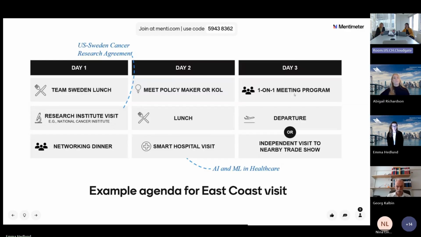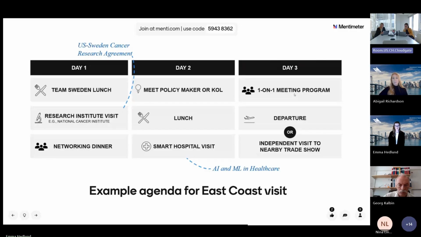These types of programs often run for 2 to 3 days, and we are considering, for instance, building on the US-Sweden Cancer Research and Care Agreement, and it might be possible to introduce Swedish SMEs to research institutes and similar in this area. We also believe in different types of networking events and meeting with policymakers and key opinion leaders. One area we are also exploring is how artificial intelligence and machine learning is used in practice in healthcare.